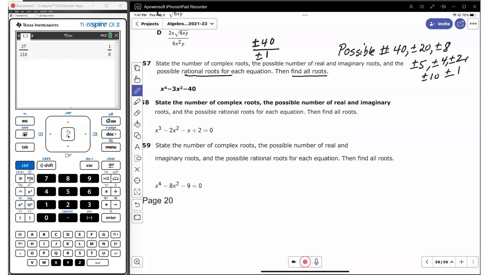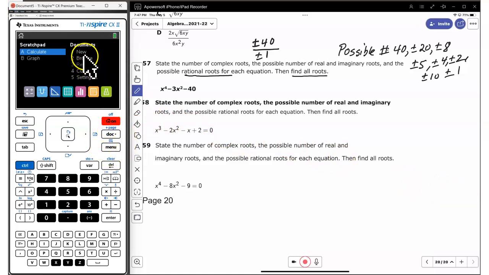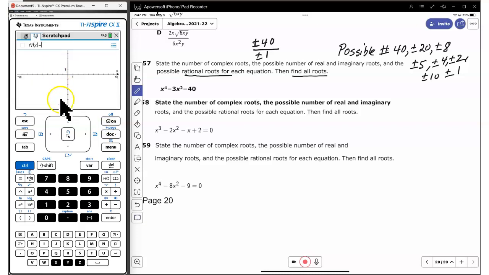So now, before we do synthetic division, we're not trying to do a shortcut, but we're going to use our tools here, and we're going to graph this and see what's going on. So we have x to the power 4 minus 3x squared minus 40.